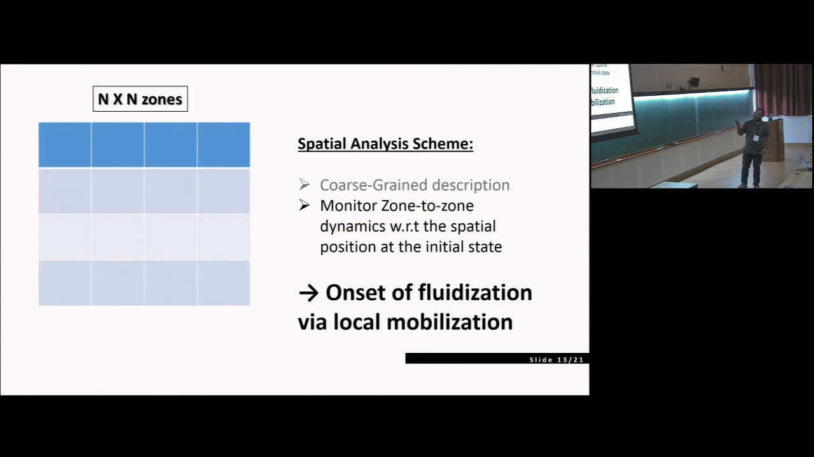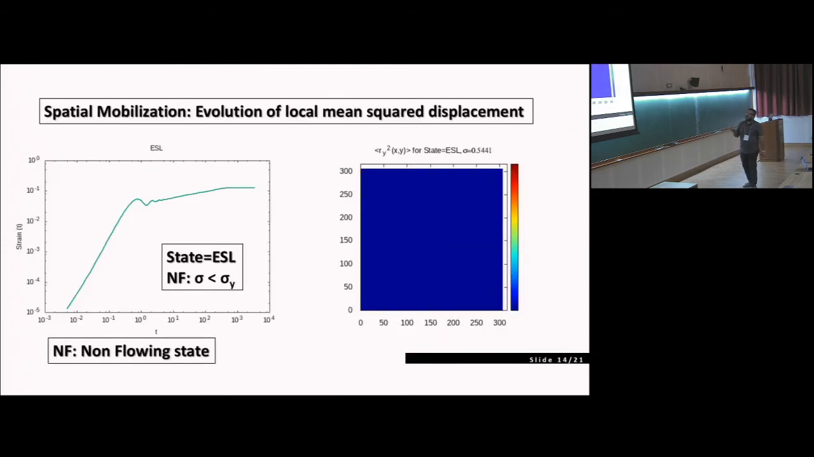So to understand the microscopic behavior behind this onset of flow, we do a special analysis scheme. This we do using a coarse grain description. What we do is we coarse grain the system into multiple grids and look at the local fluidization behavior in each of the grids. And what we try to understand is the spatial mobilization in each of the grids.